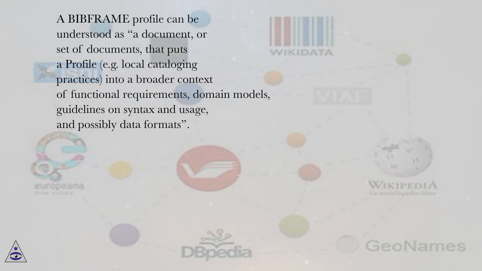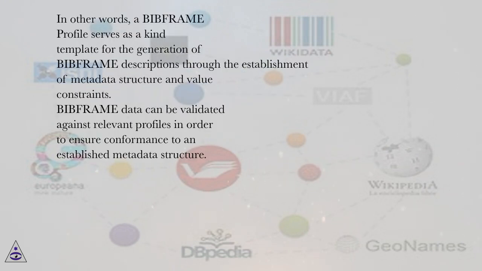A BIBFRAME profile can be understood as a document, or set of documents, that puts a profile, for example local cataloging practices, into a broader context of functional requirements, domain models, guidelines on syntax and usage, and possibly data formats. In other words, a BIBFRAME profile serves as a kind of template for the generation of BIBFRAME descriptions through the establishment of metadata structure and value constraints. BIBFRAME data can be validated against relevant profiles in order to ensure conformance to an established metadata structure.